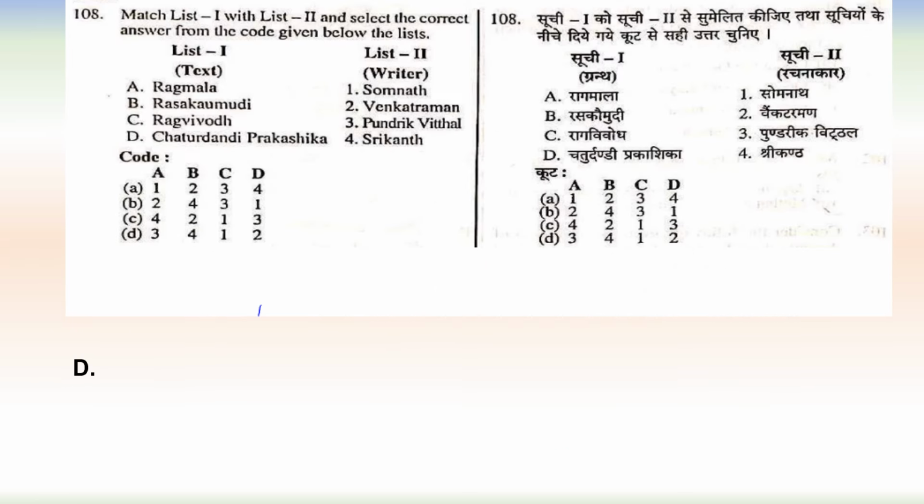Next one, match list 1 with list 2 and say the correct answer from the codes given below. So list 1 text, list 2 writer. Ragmala, it is Pundarik Vitthal. Ras Komadi, Shrikant. Rag Vivod, Somnath. Chatur Dandi Prakashika, by Venkatmakhin. So in this way, D is our answer. 3, 4, 1, 2.